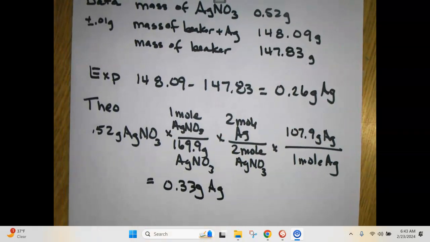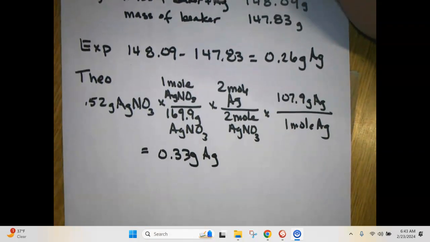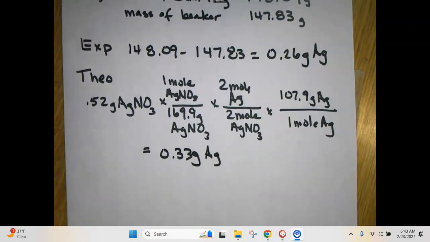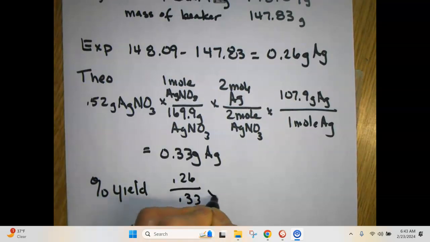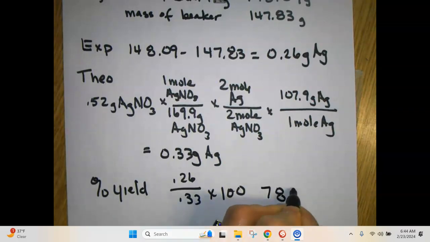Now I can go on and calculate my percent yield or my percent error, whatever it is that I'm interested in. If I do my percent yield, I can say that I've got 0.26 divided by 0.33 times 100, and I didn't calculate this one beforehand. I get 78.8% yield, which is not horrible, but it's not great. But if you think about all the things that we did during the lab where we could have lost silver, you know that this is not too bad of a number.